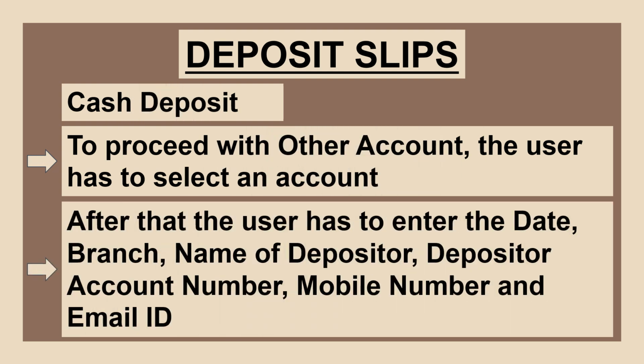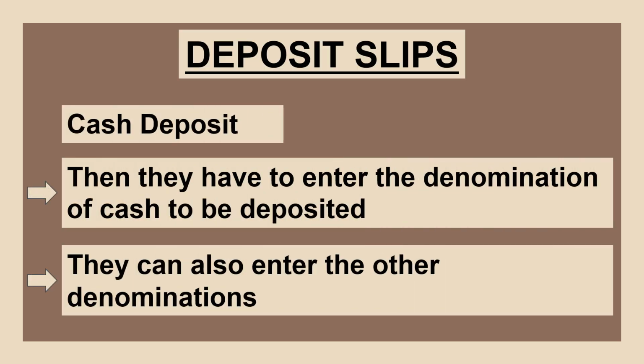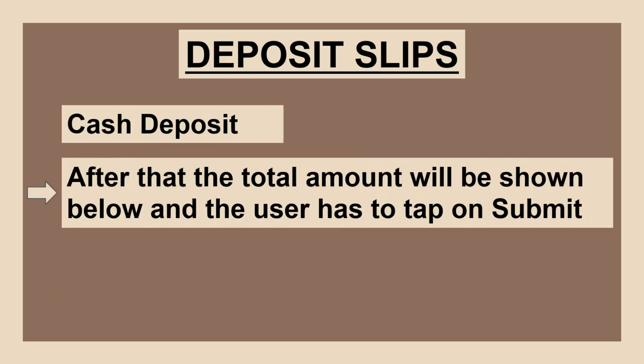To proceed with other account, the user has to select an account. After that, the user has to enter the date, branch, name of depositor, depositor account number, mobile number and email ID. Then they have to enter the denomination of cash to be deposited. They can also enter the other denominations. After that, the total amount will be shown below and the user has to tap on submit.